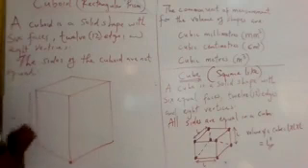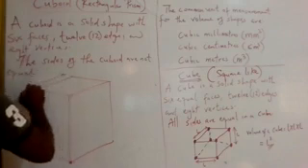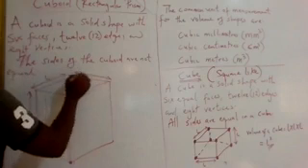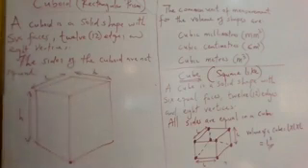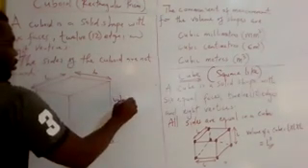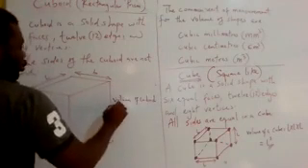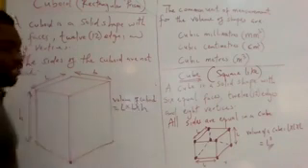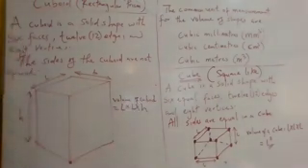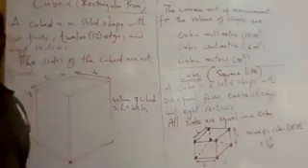So in this case, you have your height, you have your length, and you have your breadth or your width. So the volume of your cuboid is equal to length times breadth times height.